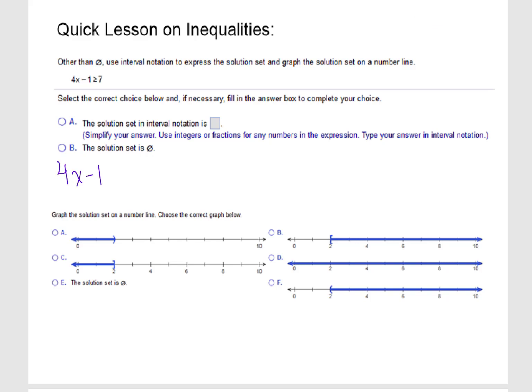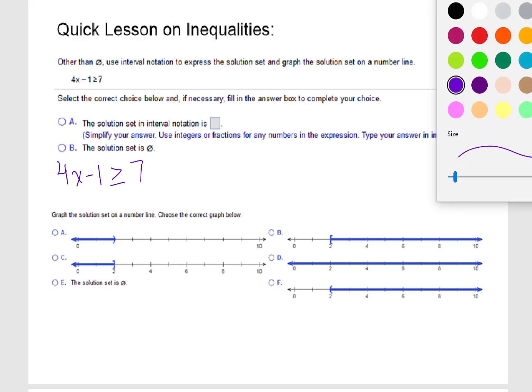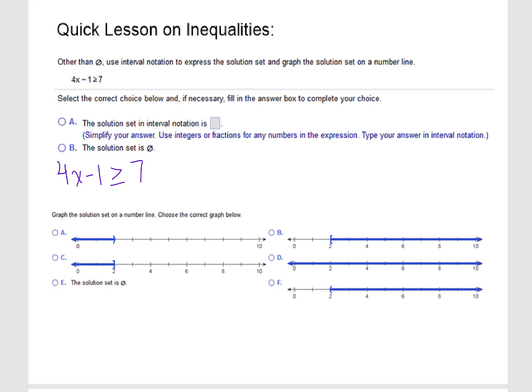4x minus 1 is greater than or equal to 7. Okay, both my sides are simplified, so I'll go ahead and move into trying to isolate that x on one side. I get 4x is greater than or equal to 8. Continue on with isolating that x. Divide both sides by 4, so I can have 1x. So just x is greater than or equal to 2.